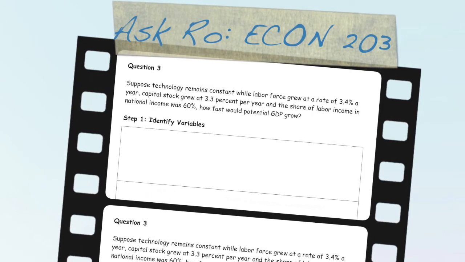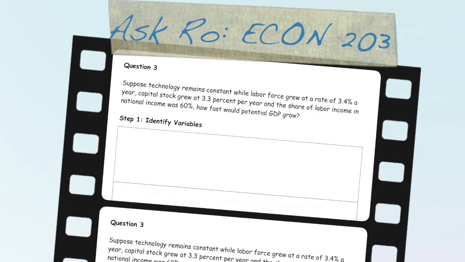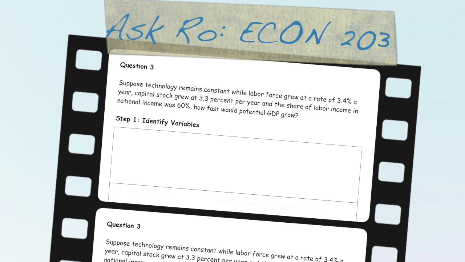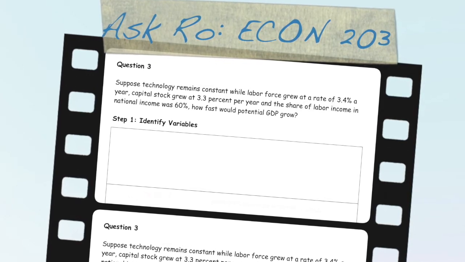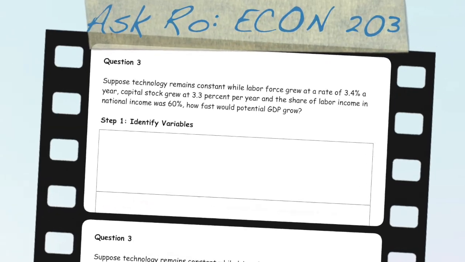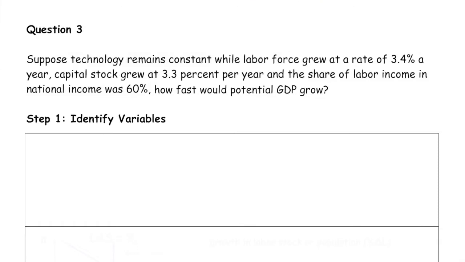So here I was asked a question for ECON 203 Macroeconomics pertaining to the Solow growth model. So let's have a look. Question 3. Suppose technology remains constant while labor force grew at a rate of 3.4% a year, capital stock grew at a rate of 3.3% per year, and the share of labor income in national income was 60%. How fast would potential GDP grow?